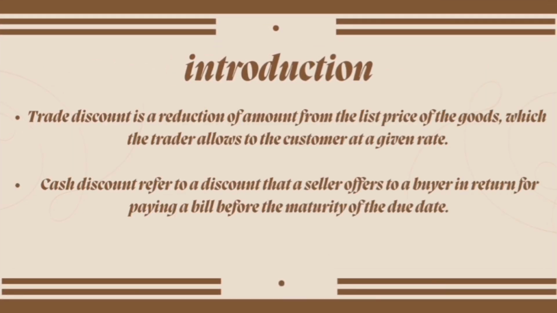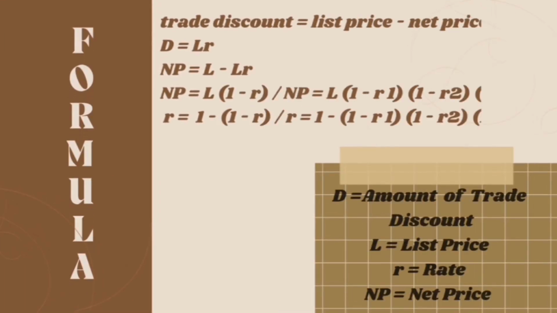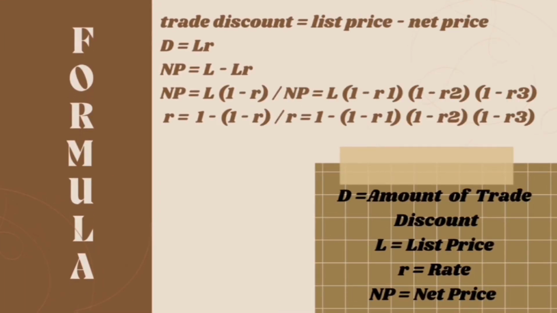What is trade discount? Trade discount is a reduction of amount from the list price of the goods, which the trader allows to the customer at a given rate. Cash discount refers to a discount that a seller offers to a buyer in return for paying a bill before the maturity of the due date. This is the formula that we're going to use when we solve the problems of trade and cash discounts.